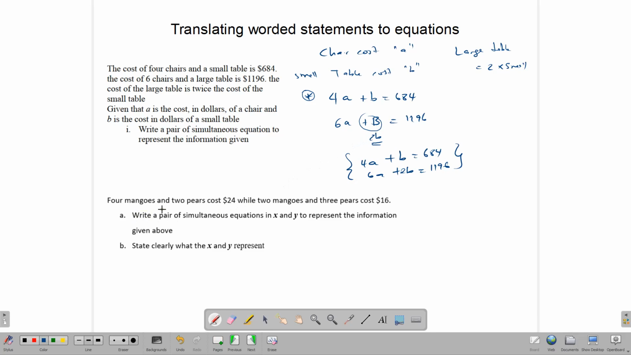All right, let's look at this one. 4 mangoes and 2 pears cost $24, while 2 mangoes and 3 pears cost $16. So this looks fairly straightforward. Write a pair of simultaneous equations in x and y to represent the information given above. So let us decide what to use. It says x and y, but didn't say which one to use for what. So we decide to use what we want to use, if we are going to write mangoes and pears.